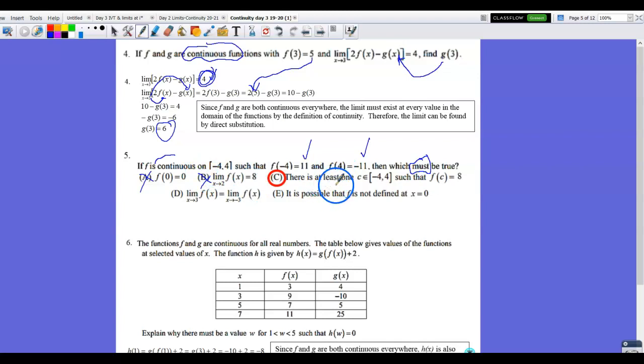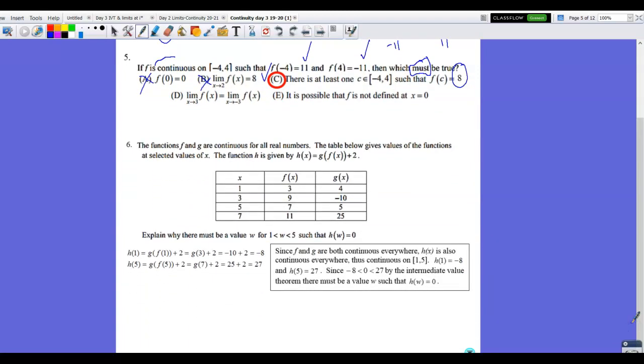Letter C, there is at least one x value between negative 4 and 4 such that the y value must be 8. Now remember, we had a low y value of negative 11 and a high y value of 11. So to go from negative 11 to positive 11, we certainly are going to have to pass through a y value of 8. So C is the answer, and since there's only one answer, there's no need for me to keep reading.